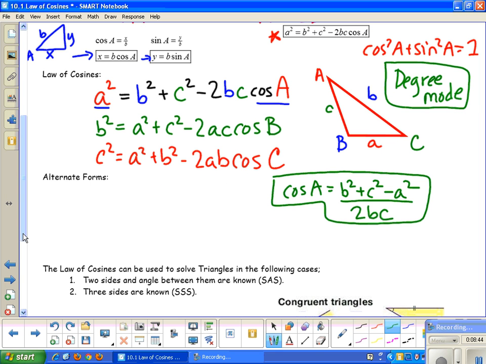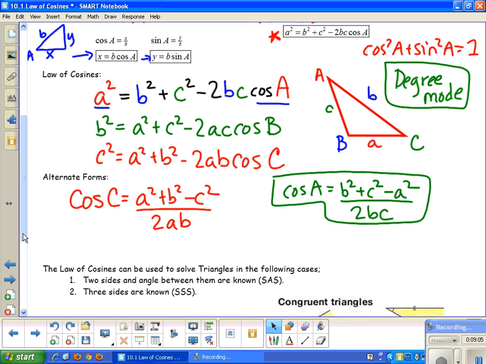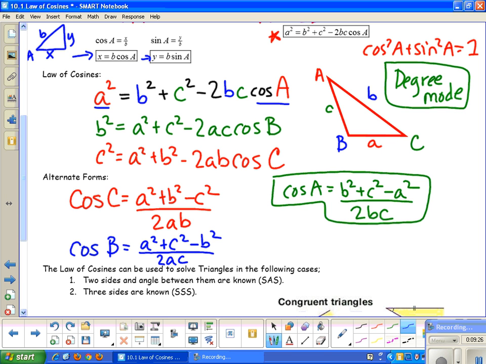I'm just erasing that so I have room to write them. So if I wanted to find cosine C, so angle C, then the cosine of it would be equal to, in this case, A squared plus B squared minus C squared over 2AB. And of course, in order to solve for the angle C, I would have to do the cosine inverse, which we'll do some of those problems in a little bit. So then the last one would be, if I wanted to solve for cosine B, it would be equal to A squared plus C squared minus B squared over 2AC.